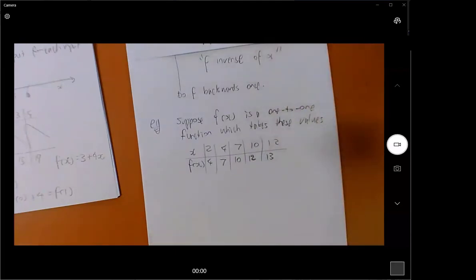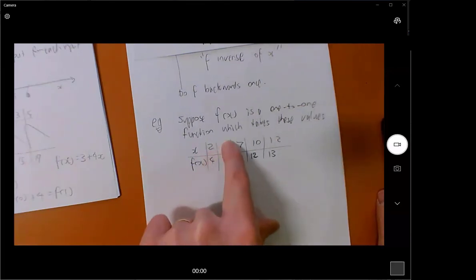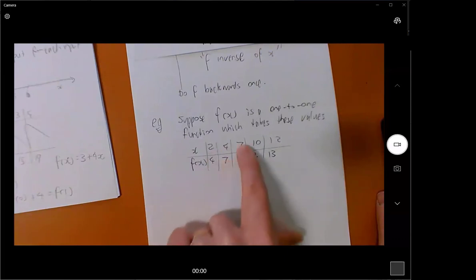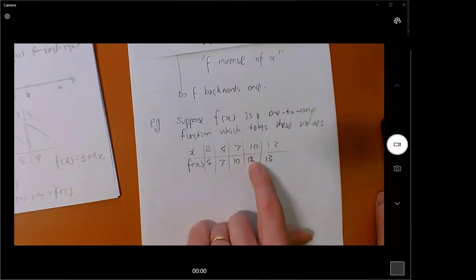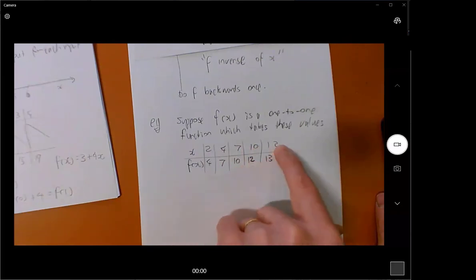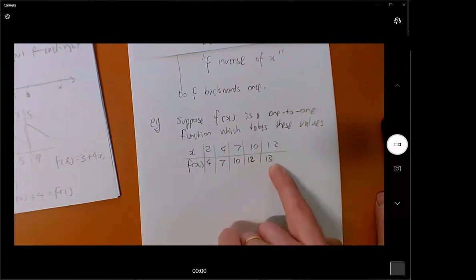So if I wanted, I could draw a graph of this function. I could go to x equals 2 and go up 4 and draw a dot there. I could go to x equals 4 and go up 7 and draw a dot there. Go to x equals 7 and go up 10 and draw a dot there. Go to x equals 10 and go up 12 and draw a dot there. And go to x equals 12 and go up 13 and draw a dot there.